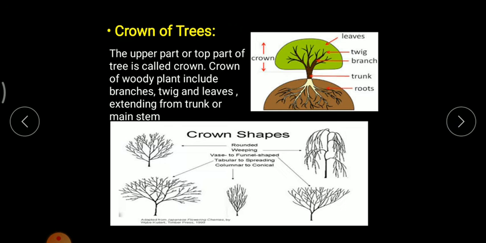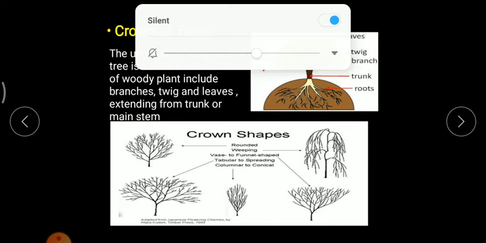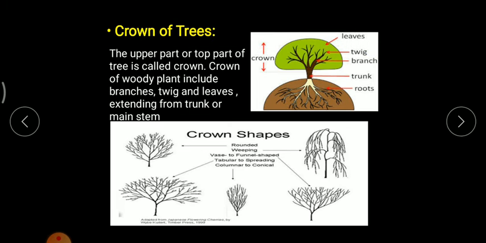So, let's begin. Crown of trees. Now, as you can see, this is a tree and this portion is known as a crown. So the upper part or the top part of a tree is called the crown. This crown of a tree comprises of leaves, twigs, branch, trunk. So these are certain parts of a crown of a tree.